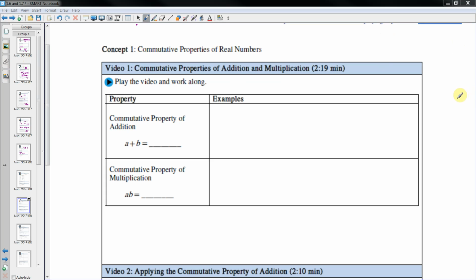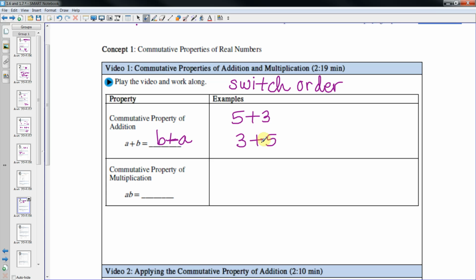The first one is commutative property. With commutative property, we're going to just switch the order. So the order of the numbers. So commutative property of addition would be, if you've got a plus b, that would be b plus a. So an example would be 5 plus 3. The commutative property of that one would be 3 plus 5.